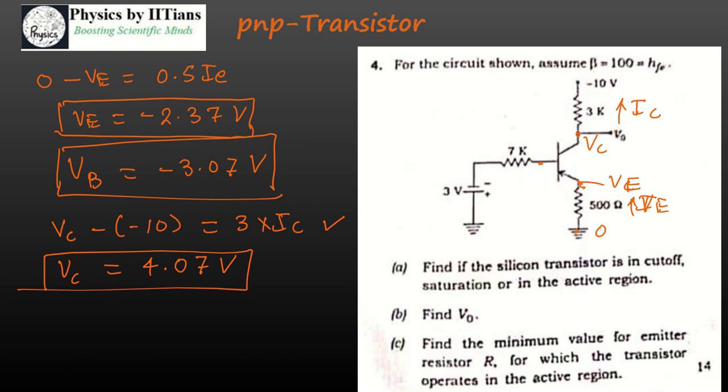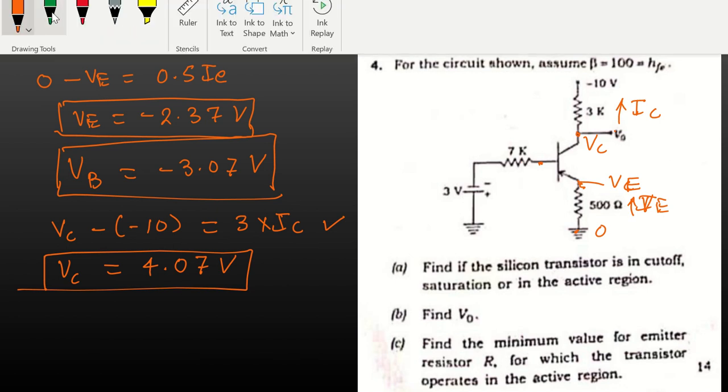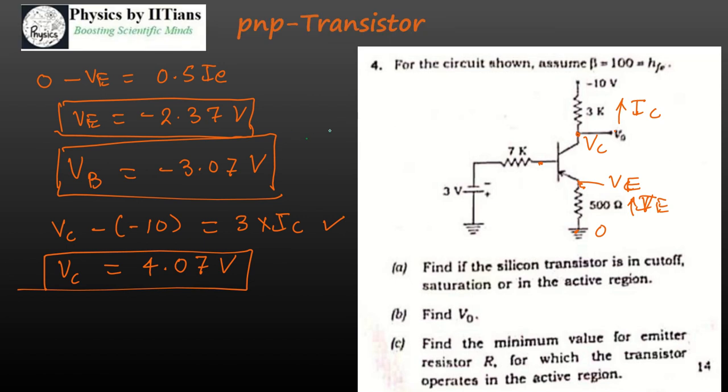Okay, now we know all the voltages across all three terminals. We will be able to identify the region of operation, or firstly to identify whether each junction is forward biased or reverse biased. So we know that this is a PNP transistor. That means the emitter is P type, the base will be N type, and the collector will also be P type.